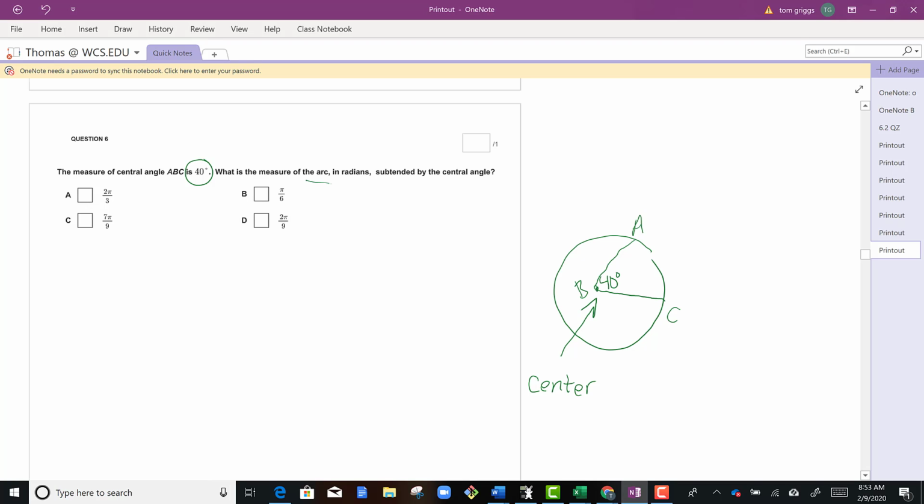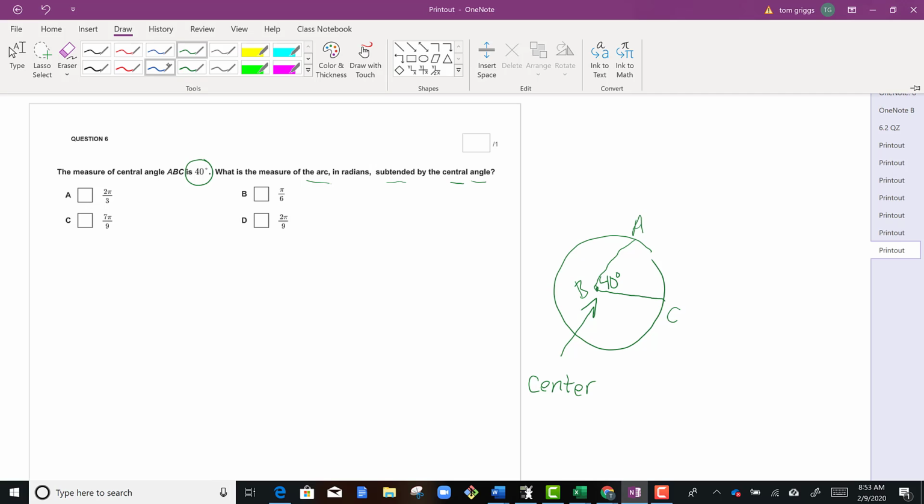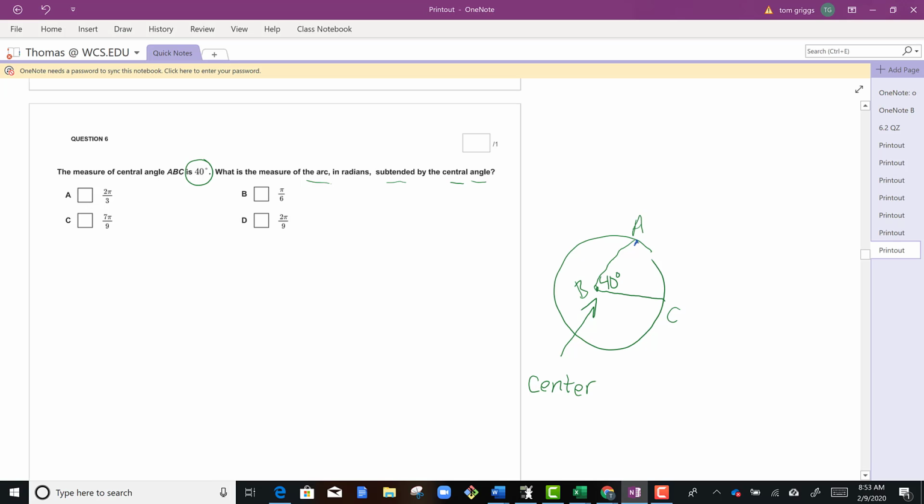It wants to know the measure of the arc that is subtended by the central angle. So essentially the arc is the part of the circle from point A to point C. The arc is always measured in radians. So essentially this is another way to say convert 40 degrees to radians.